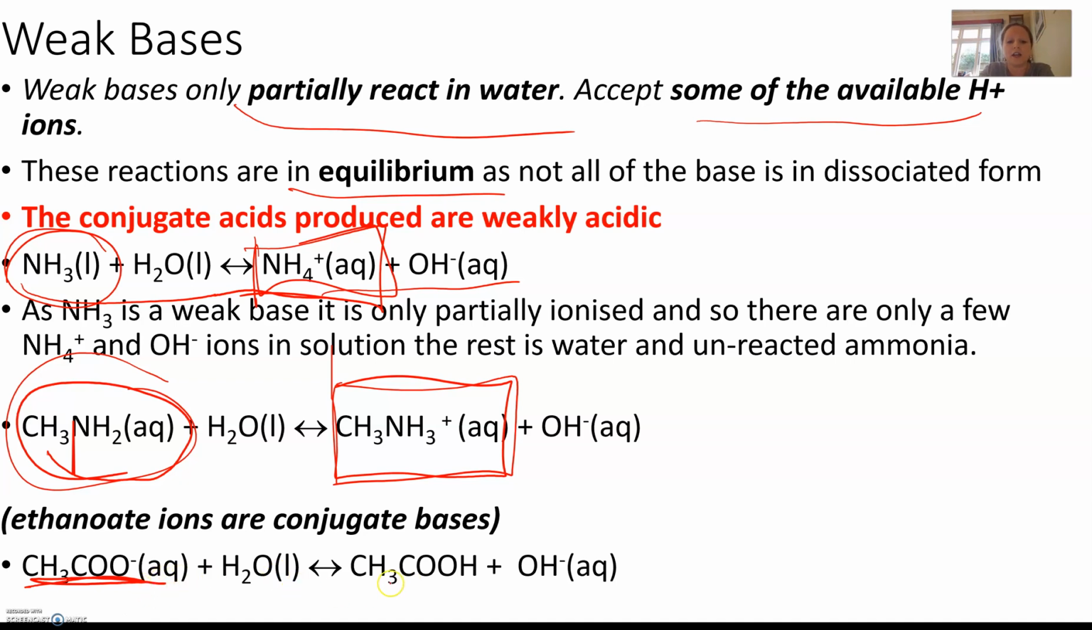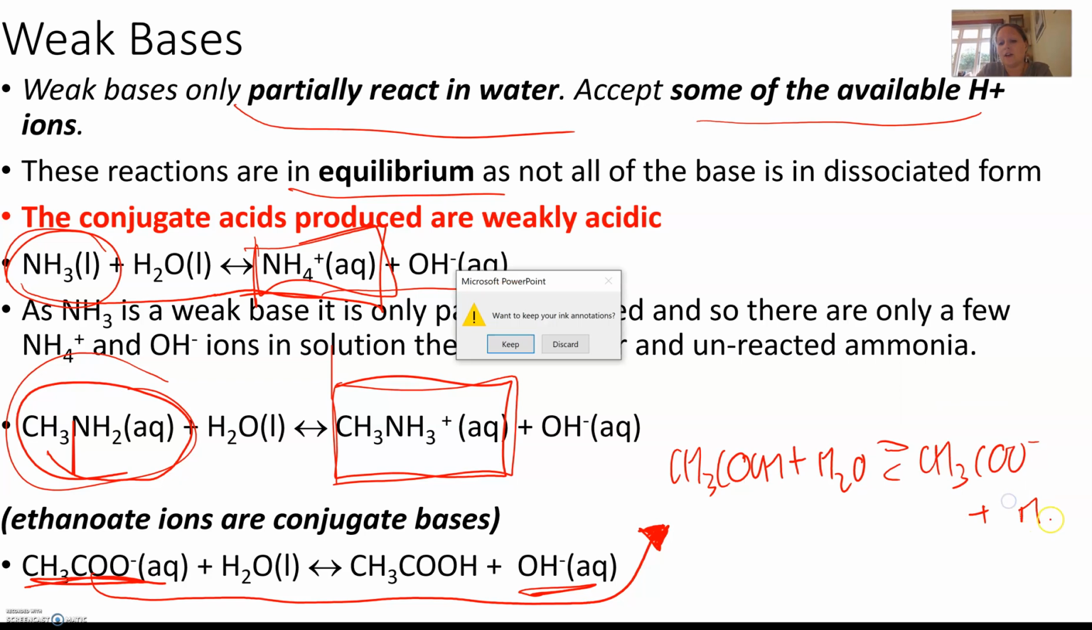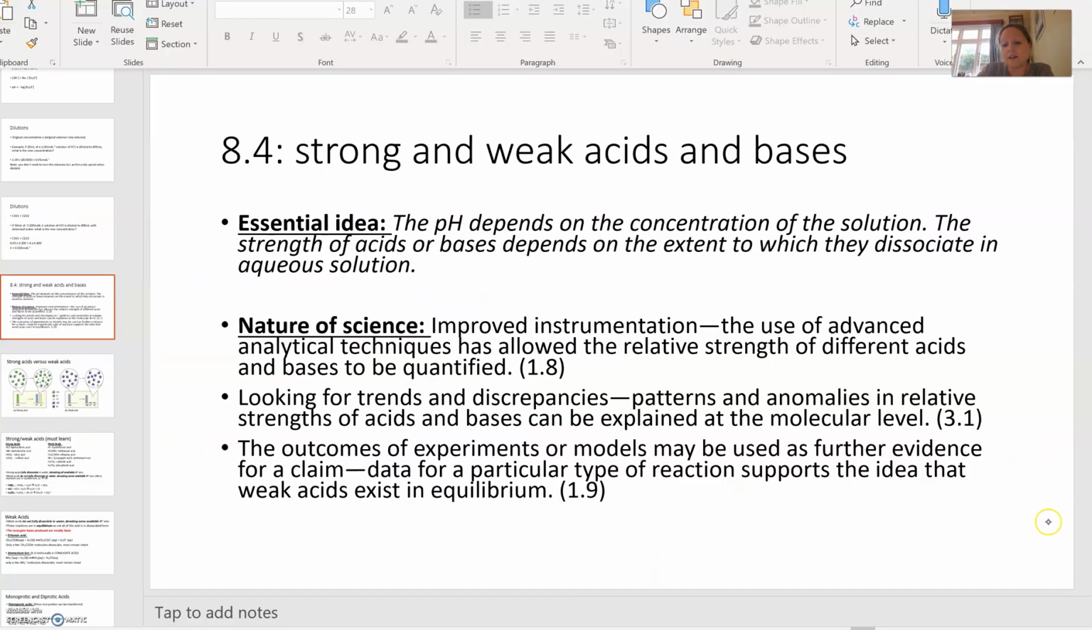So they will partially react with water in equilibrium to produce OH minus ions. Now ethanoate ions are not considered weak bases, but they are weakly basic, and the reason why is because the only way to get ethanoate ions is to have produced them by reacting ethanoic acid previously. So just bear that in mind.